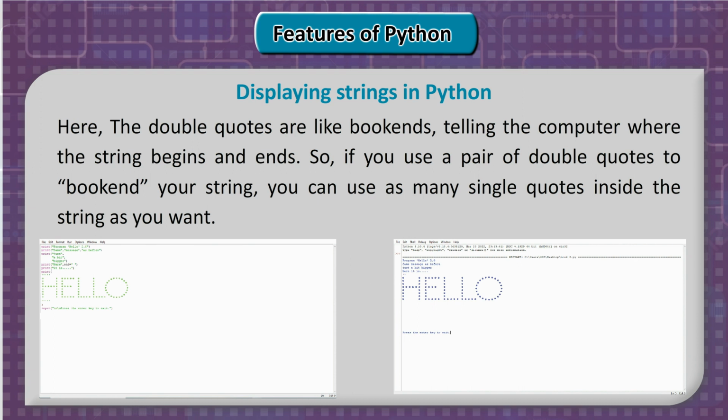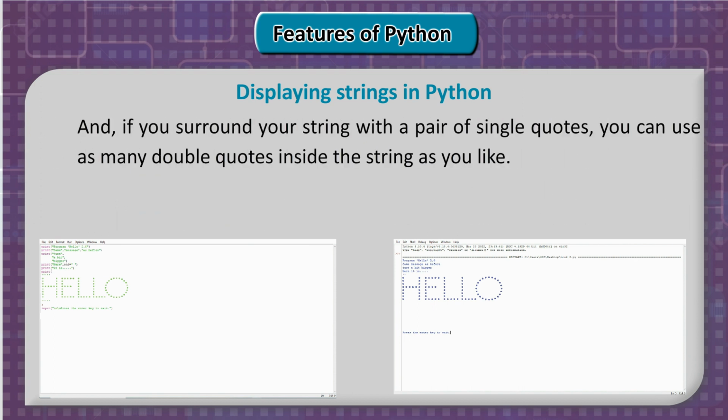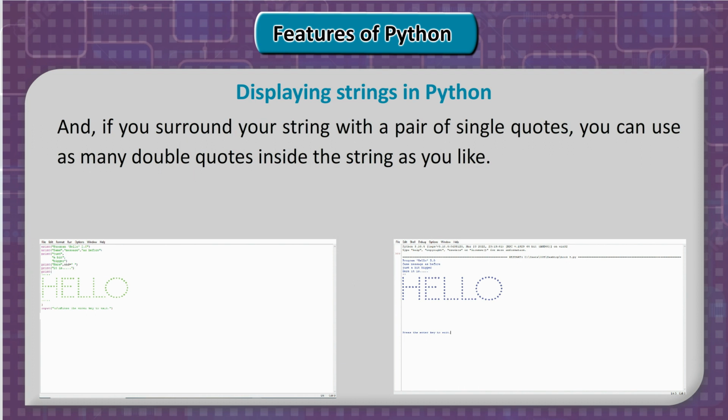Here, the double quotes are like bookends, telling the computer where the string begins and ends. So, if you use a pair of double quotes to bookend your string, you can use as many single quotes inside the string as you want. And, if you surround your string with a pair of single quotes, you can use as many double quotes inside the string as you like.